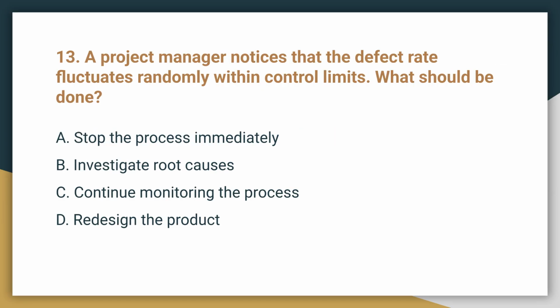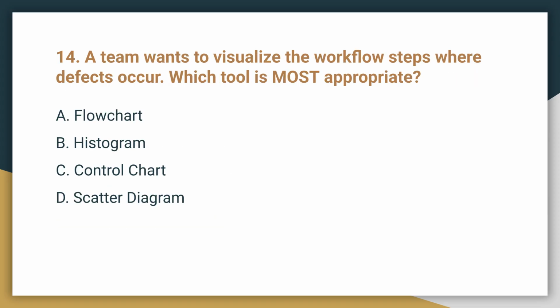Question 13. A project manager notices that the defect rate fluctuates randomly within control limits. What should be done? The correct answer is C. Continue monitoring the process. Random variation within control limits indicates common cause variation, which is expected and does not require immediate action.